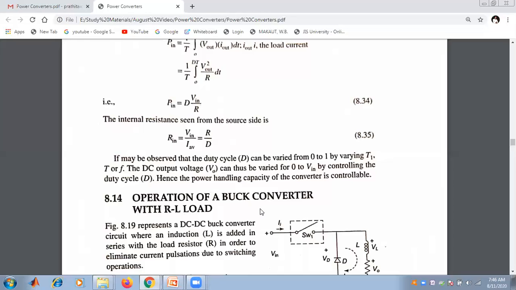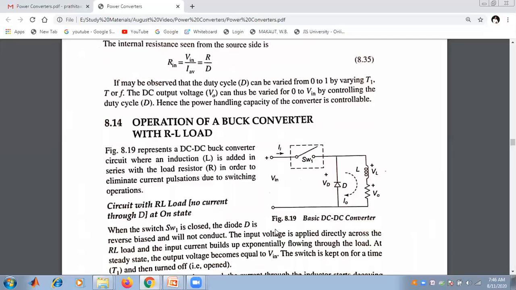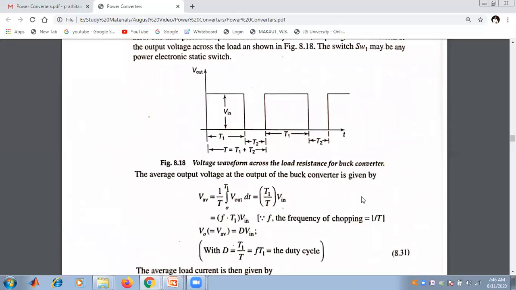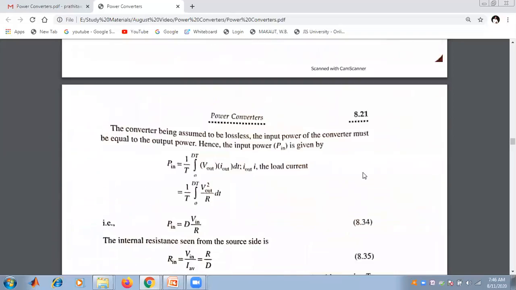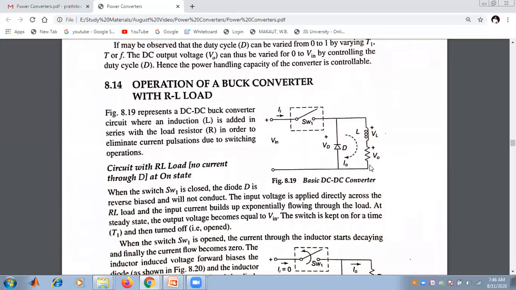So this is the DC to DC converter where an L is inserted in series with R. That is called the RL load. In the previous case it was only an R load, but now we are inserting an inductor L in series with the R in order to make it an RL load.